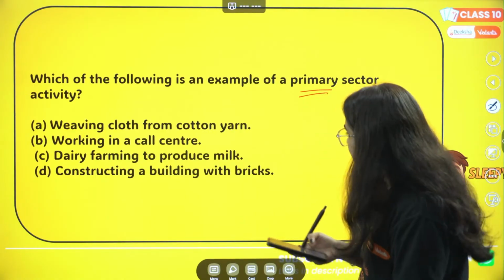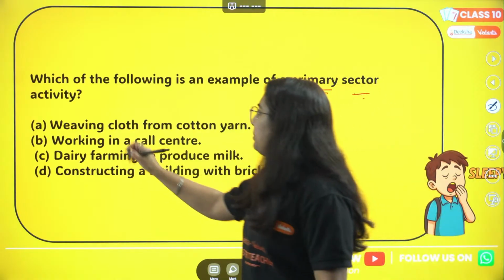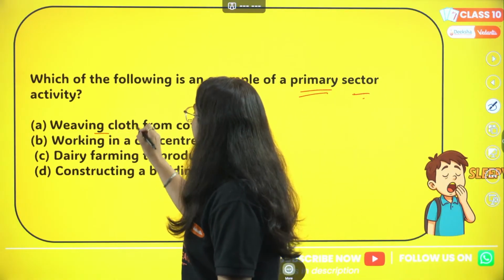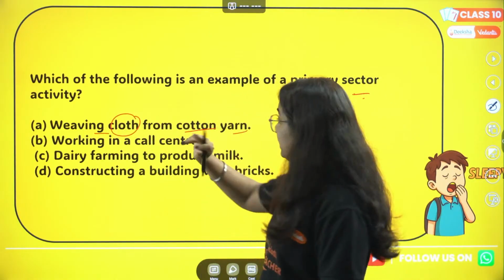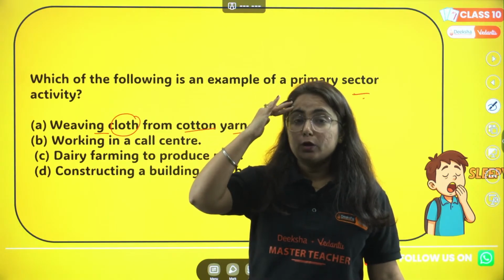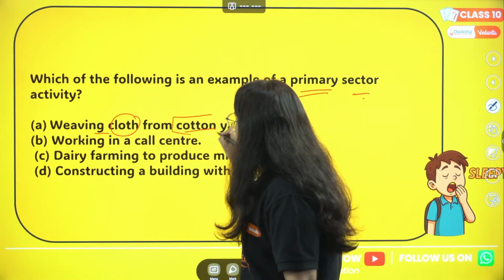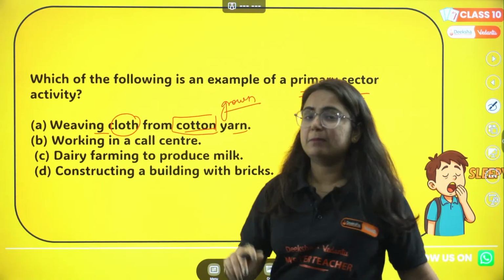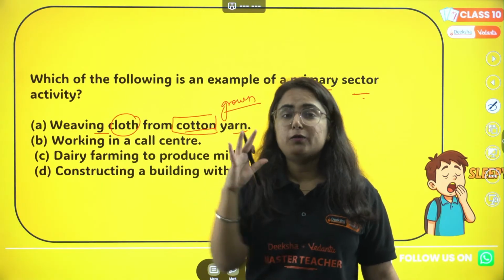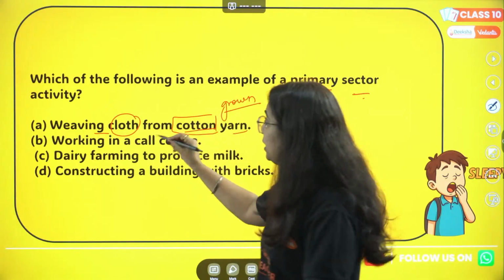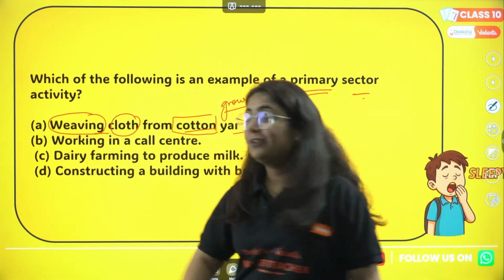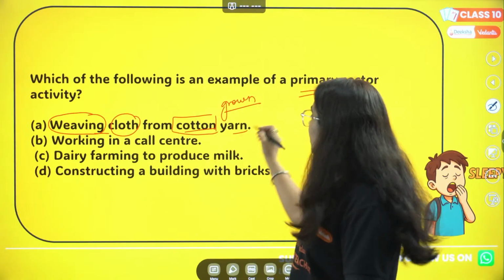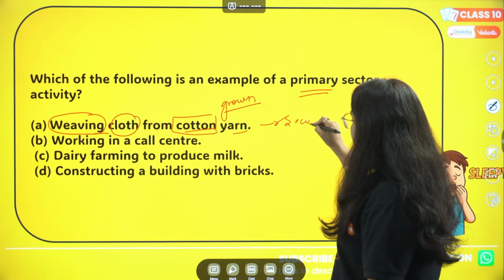Okay, so you got me the answer C, dairy farming. Now, weaving cloth from a cotton yarn. Pay attention: don't think that cotton is grown in the soil, so it is primary. Yes, the growing of cotton is a primary activity, but what you are doing is weaving, you are transforming it. So this becomes a secondary activity.